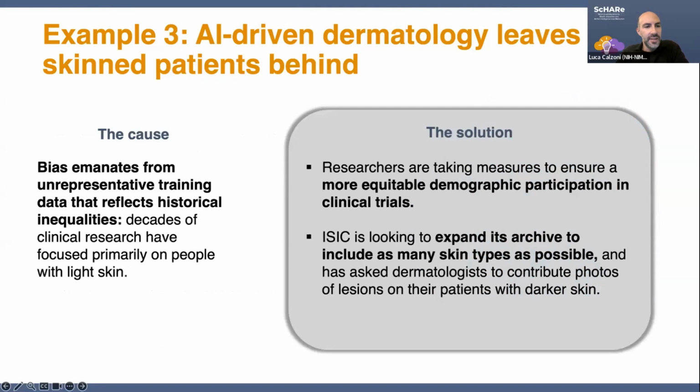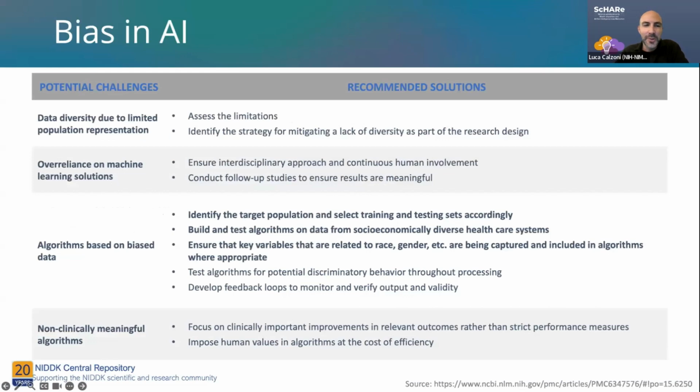Next, please. So in this case, bias emanated from unrepresentative training data that reflects, of course, historical inequalities because white people have more access to care. So the solution in this case was to take steps to ensure a more equitable demographic participation in clinical trials and to expand that archive that is being used to train these algorithms to include as many skin types as possible. Next, please. So I hope these examples were helpful, and I'll turn it over to you guys.